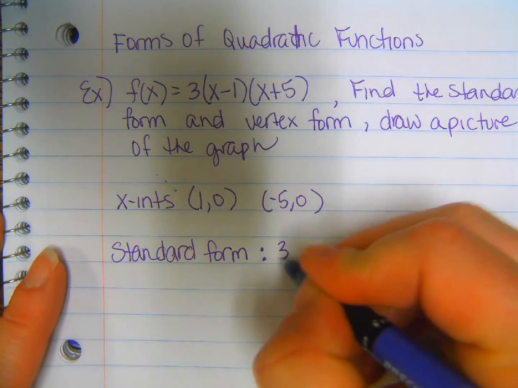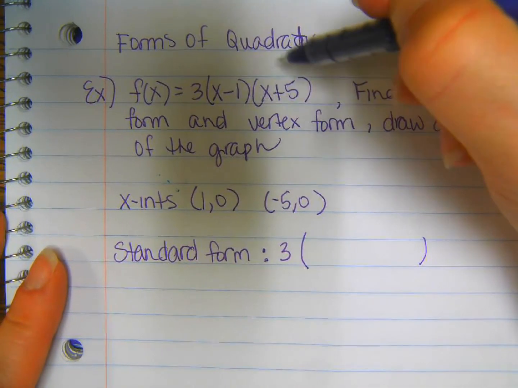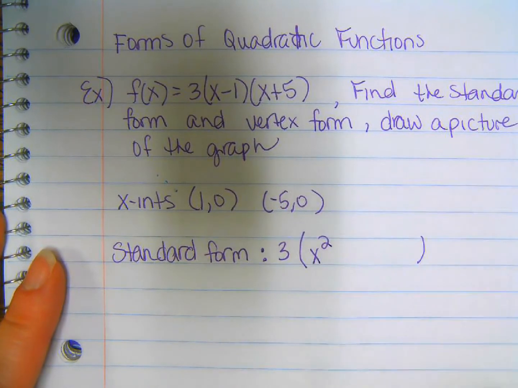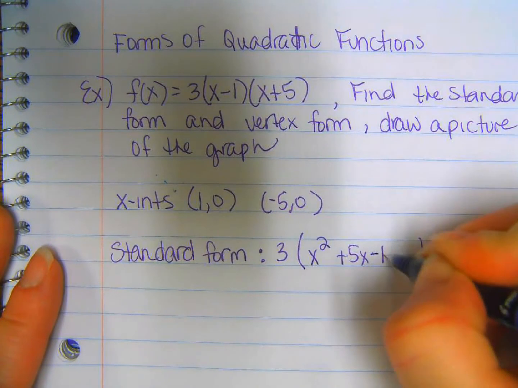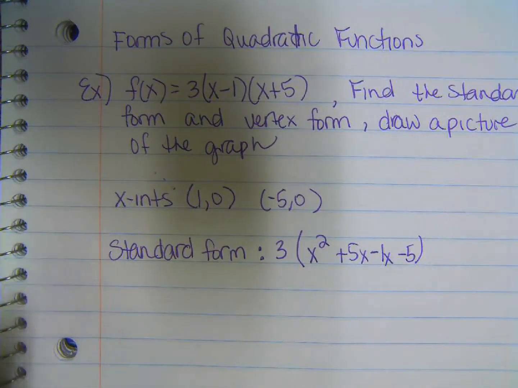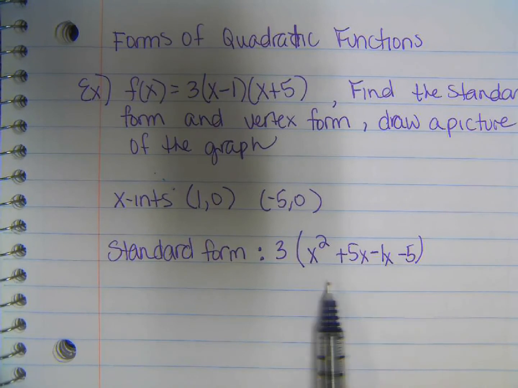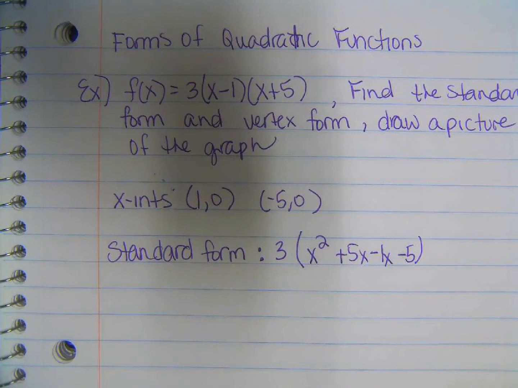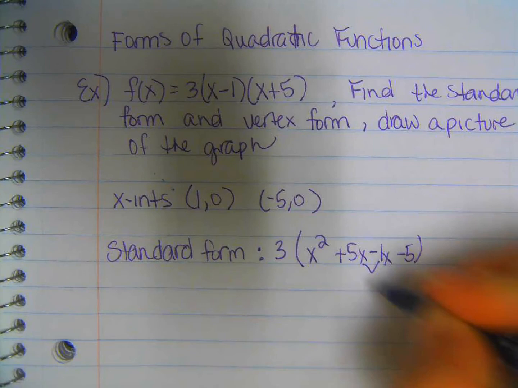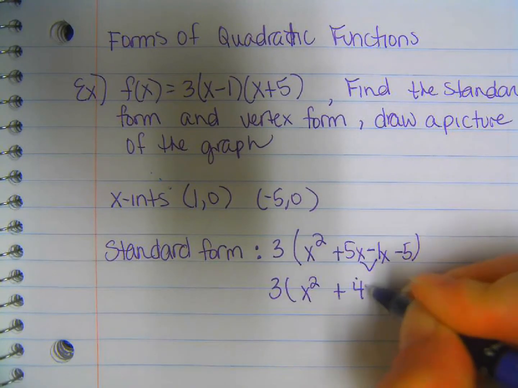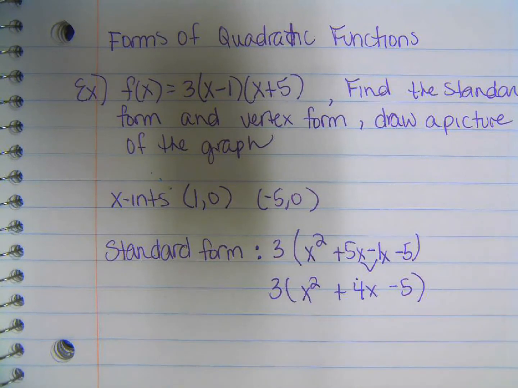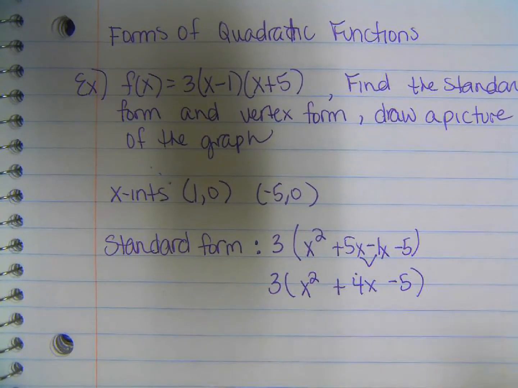So I'm going to put that 3 on the outside. And let's see. What's x times x? x squared plus 5x minus 1x minus 5. Normally after a while, I don't even write these middle two. I just do them in my head, and you may do them in your head as well. 5x minus 1x is just 4x, right? Okay, last step. Let's distribute out the 3.